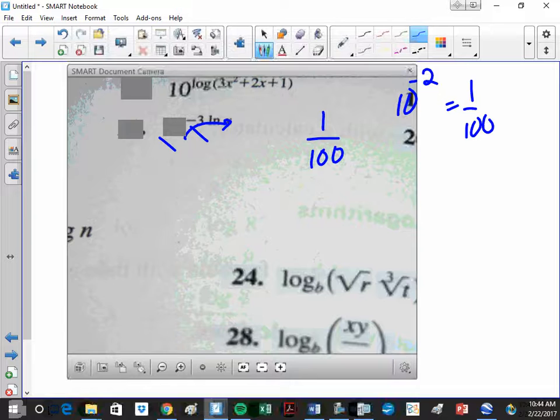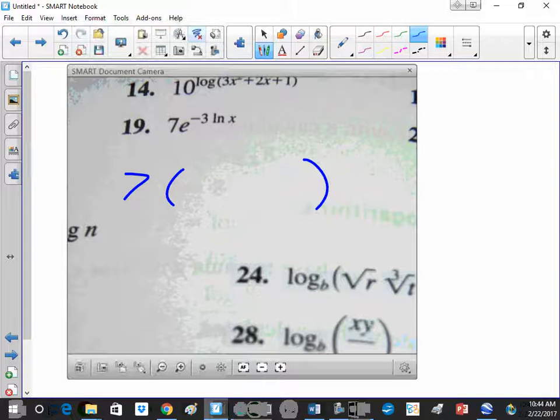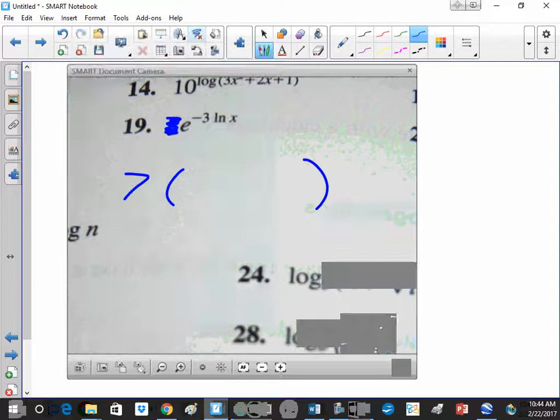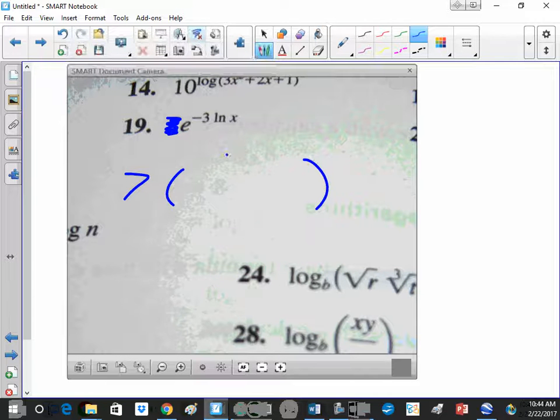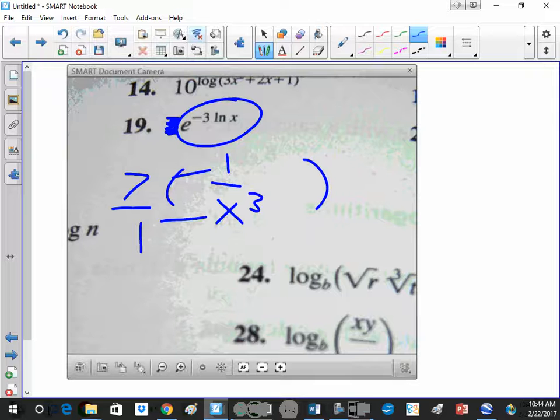Okay, so this is 7 copies of whatever the rest simplifies to. So if I got rid of the 7, what would the answer be? X to the negative 3, also known as 1 over x to the third. So this becomes 1 over x to the third, and I have 7 copies of that. So I just multiply straight across, 7 over x to the third.